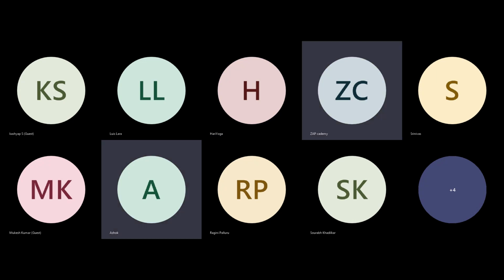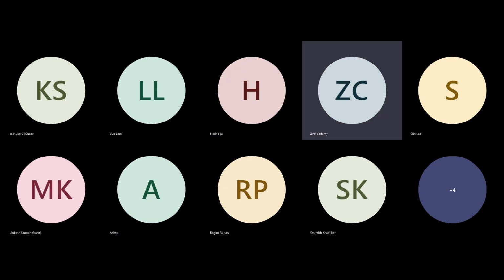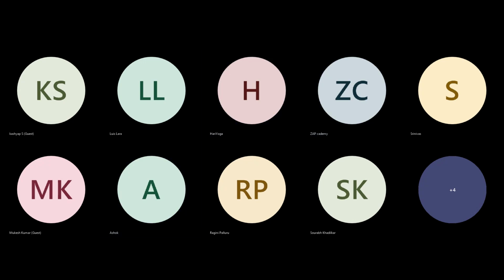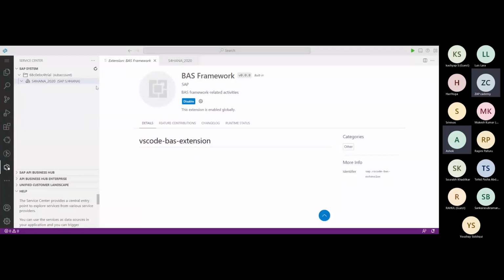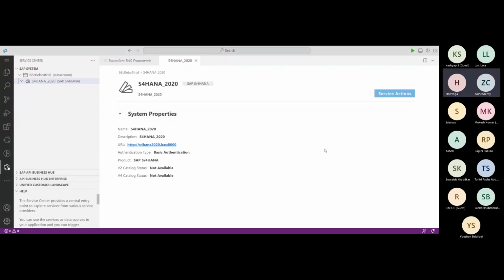It is not coming because the version 2 and version 4 of OData services are not enabled. Because of that only, it is not showing those services. The team is working on that, and it will get done by next week. If you go to the next tab, the S4HANA 2020 is already open, no? With this, V2 catalog status and V4 catalog status, the last two options under system properties, are not available.